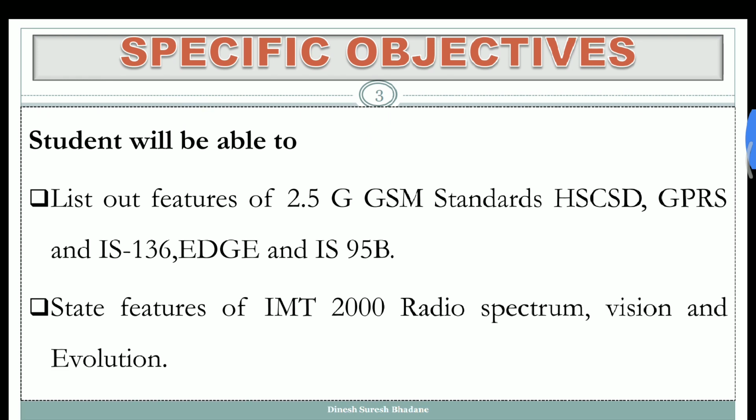The specific objectives of this study are: student will be able to list out the features of 2.5G GSM standards like HSCSD, GPRS, IS-136, H and IS-95B, and also they will state the features of IMT 2000 radio spectrum, its vision and evolution.